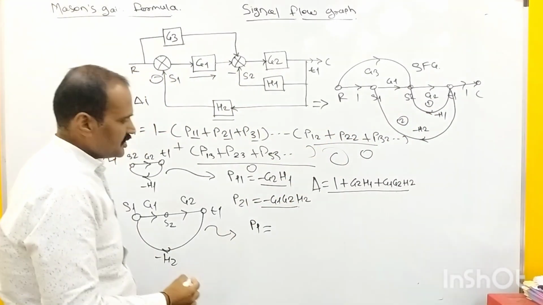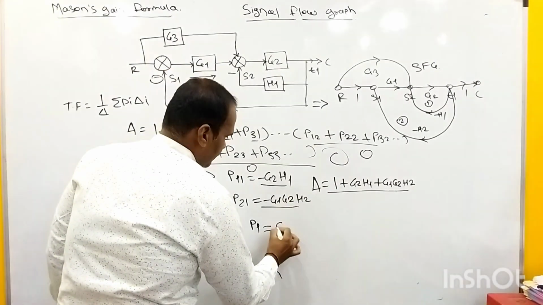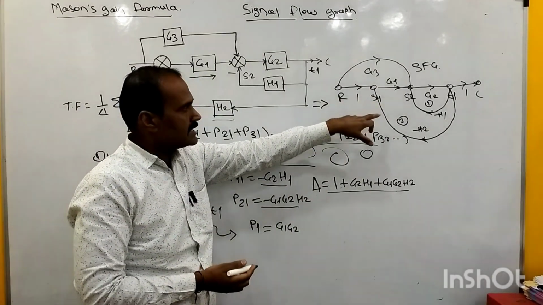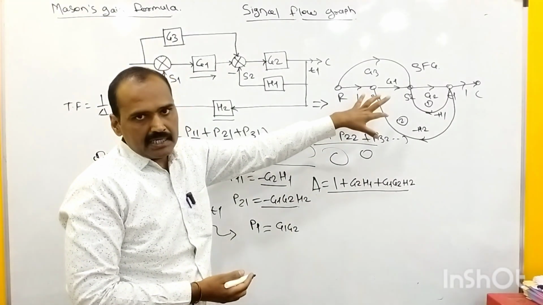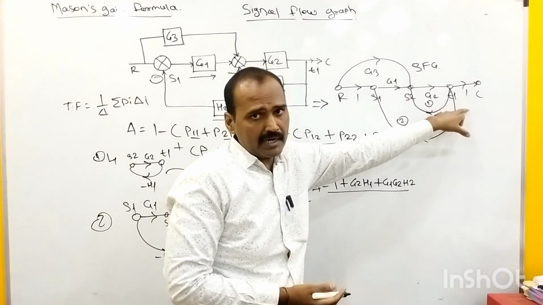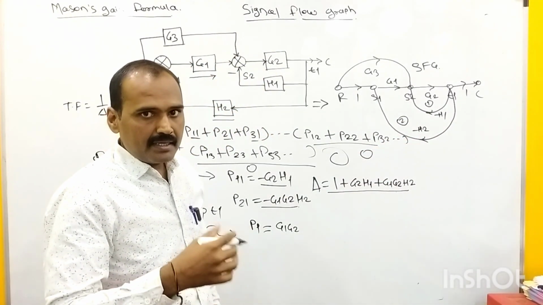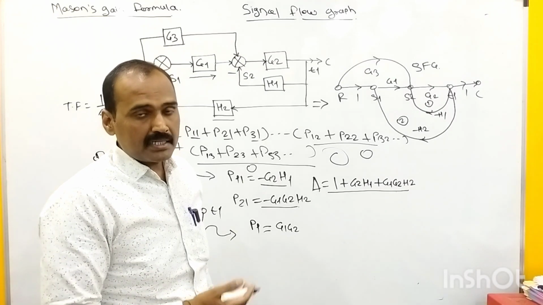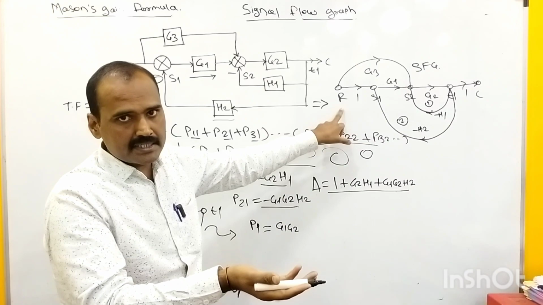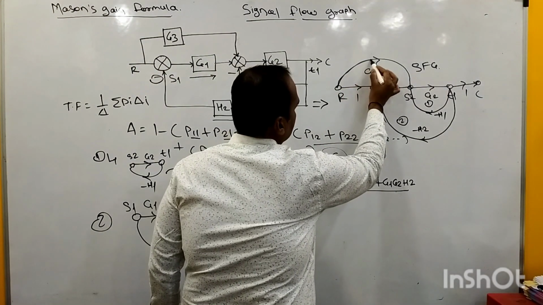When we multiply these elements with each other, the gain of that forward path becomes G1 into G2. So this is the first forward path, which consists of G1 as well as G2. As far as the remaining two parameters are concerned, their gain is exactly 1, right? Similarly, we need to observe whether we have any more forward paths through which we can start our journey at R and terminate at C, right?